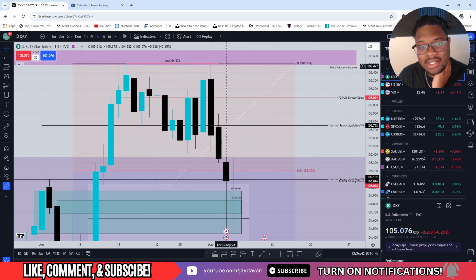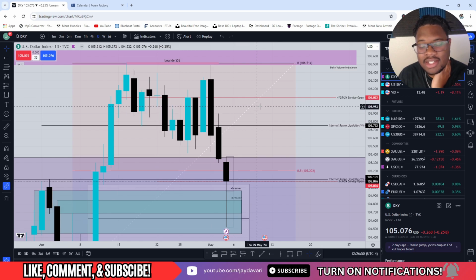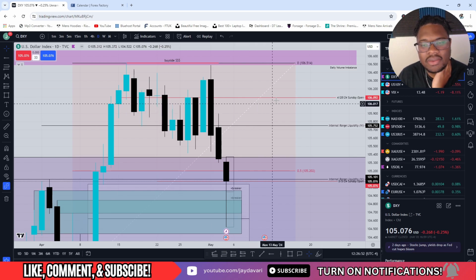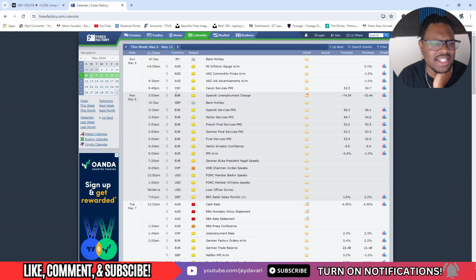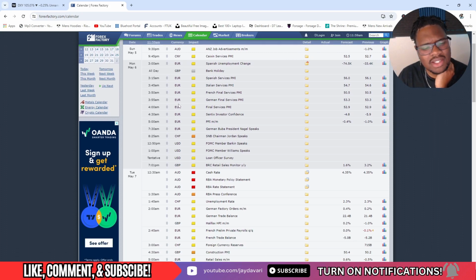It doesn't have to do it exactly this week. It can hit higher from here, run this low, and then range out the rest of this week, and then the following week we can see it run out the buy side liquidity. Because right now, as it stands, there isn't too much of any red folder days for the US dollar.